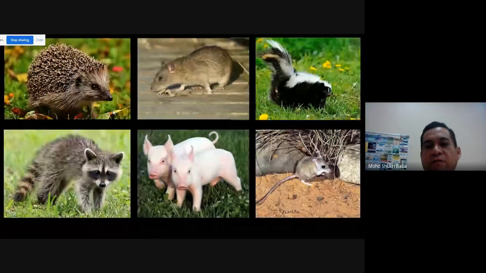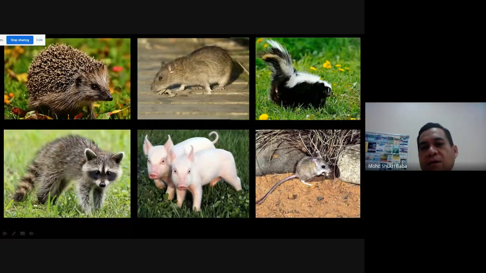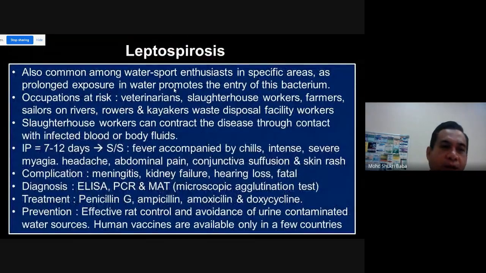Skunks, even pigs, rodents. This one I think is a porcupine. Any animal under the group of rodents may be able to spread it. It is also common among water sport enthusiasts in specific areas, as prolonged exposure in water promotes the entry of this bacterium.